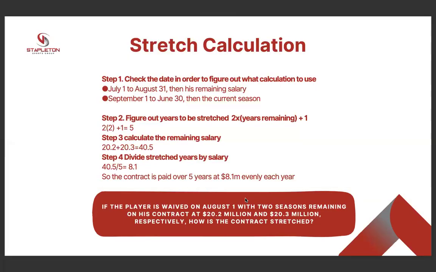So how do we do the stretch calculation? Step one is to figure out the time frame in which this player was waived. Is it during the season or during the off season? Then you need to figure out the years to be stretched, and that will be given to us in the question. So if the player is waived on August 1st with 2 seasons remaining on his contract at 20.2 and 20.3 million respectively, how is the contract stretched?